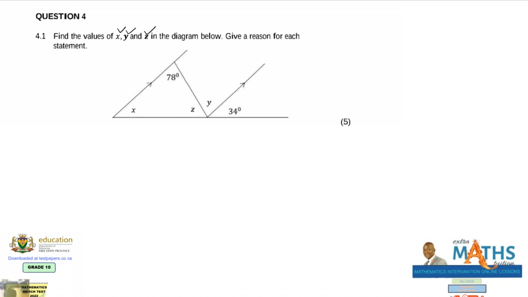Use the principle of parallel lines. Okay, now let us look at the given angle. We have 34 degrees, which is a given angle. Okay, and this 34 degrees, it uses this line which is parallel to this line. Okay, let us look for a diagonal line of these two parallel lines. This is the diagonal line.